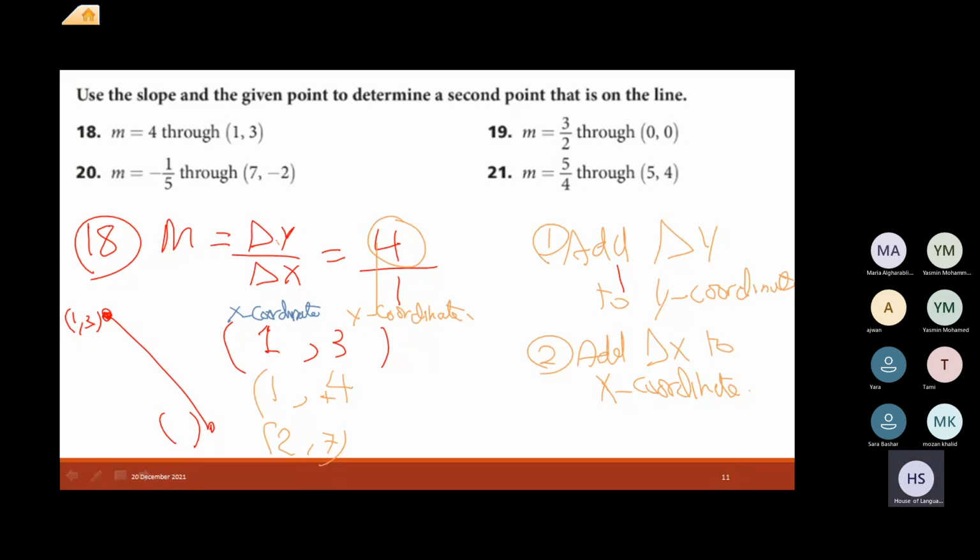Okay? After that, where is delta y? 4. Add it to y. Where is delta x? 1. Add it to x. Delta x is 1. Delta y is 4. Where is the y coordinate? The second number, 3. I will add 4 to the 3. And where is the x coordinate? 1. I will add delta x, 1, to it. That's it. Make it plus.